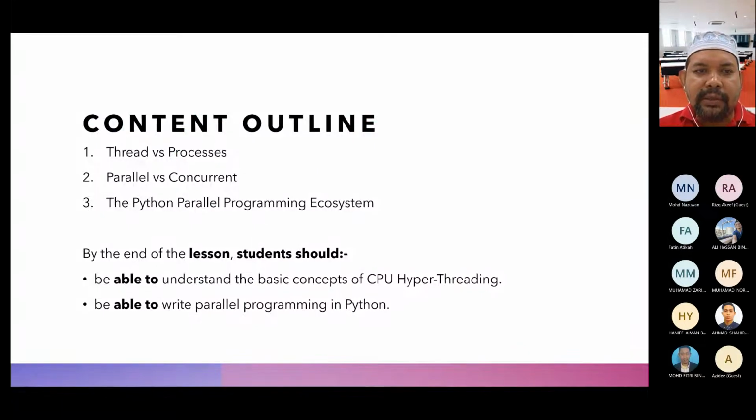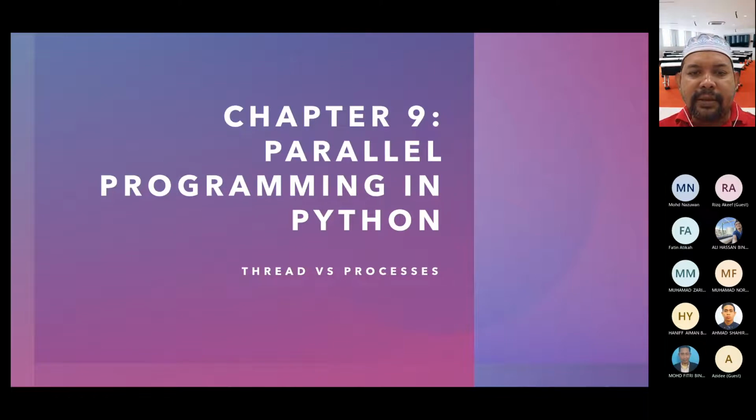Okay, the content outline is thread versus processes, parallel versus concurrent, and lastly the Python parallel programming ecosystem. By the end of the lesson, students should be able to understand the basic concept of CPU hyperthreading, and students should be able to write parallel programming in Python. Okay, so we take a look at thread versus process.